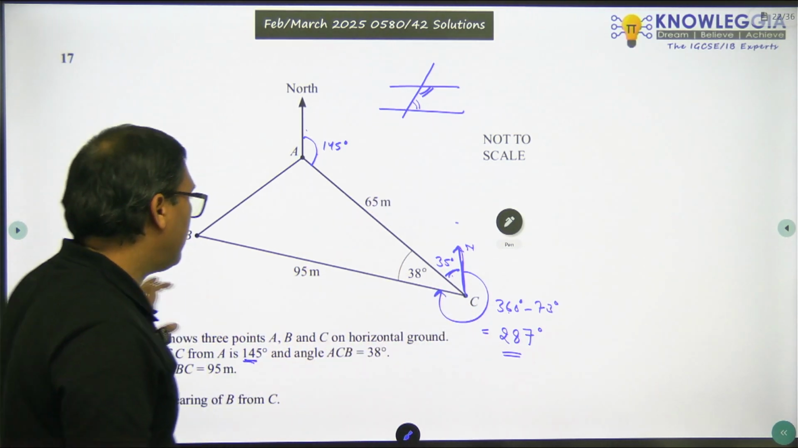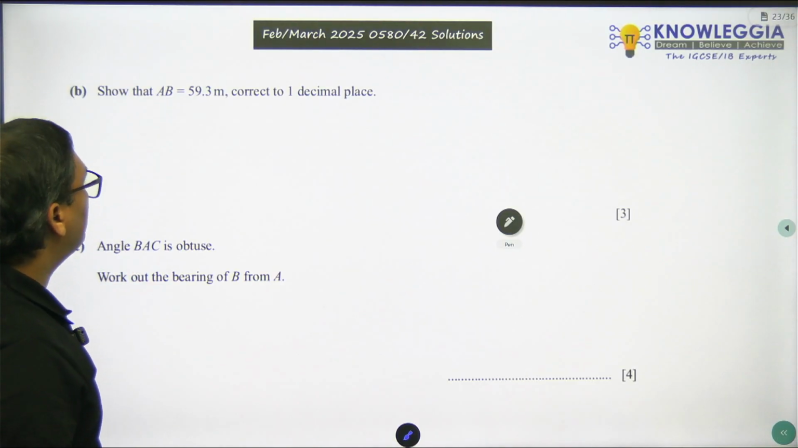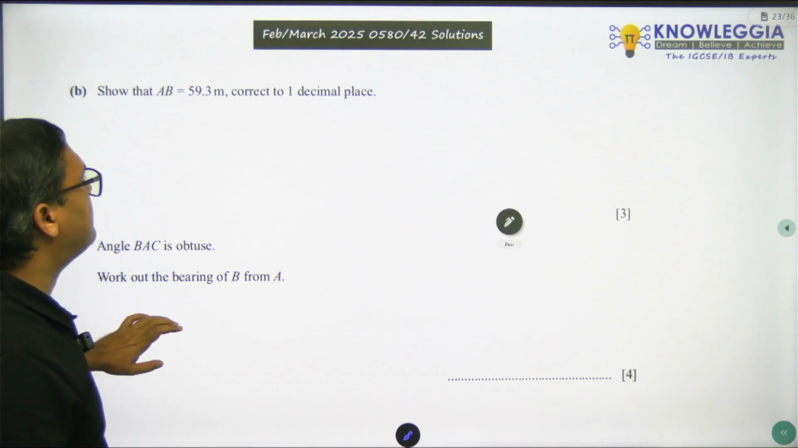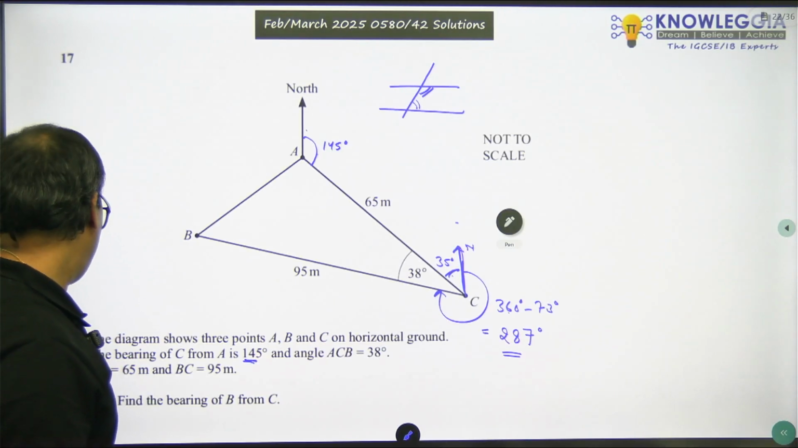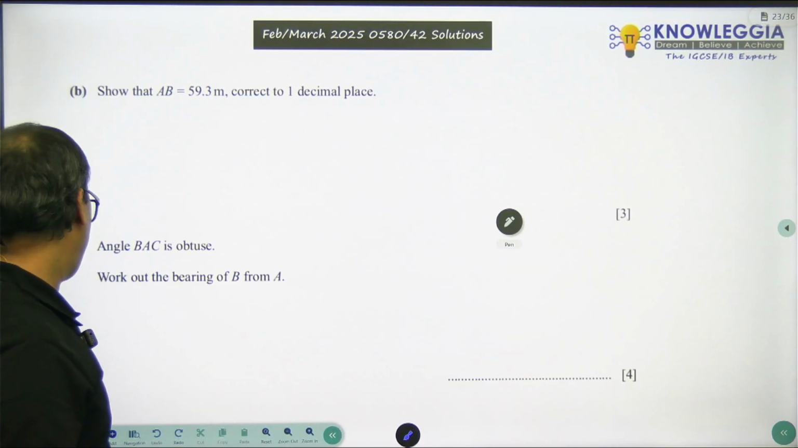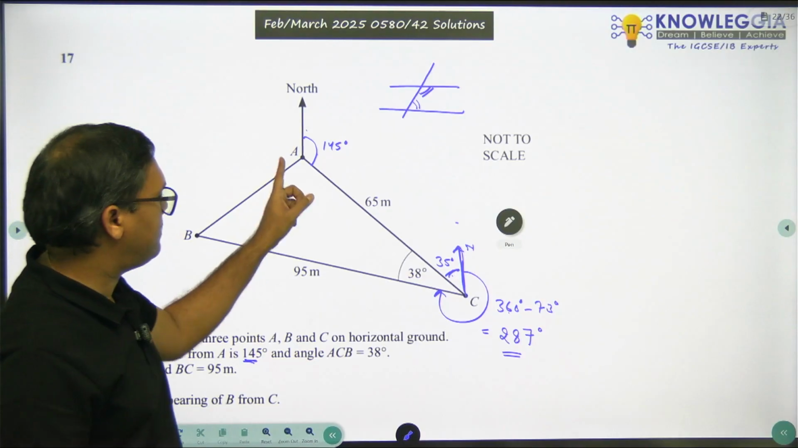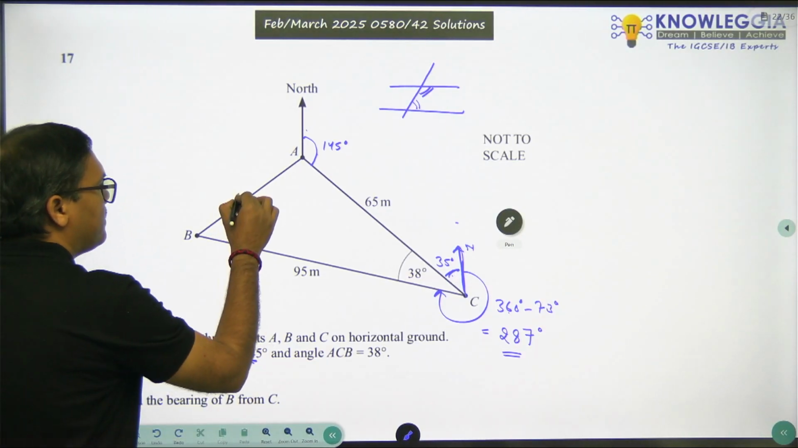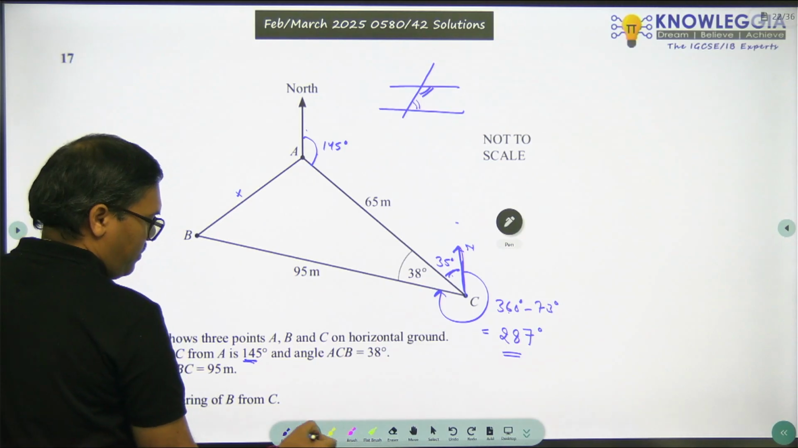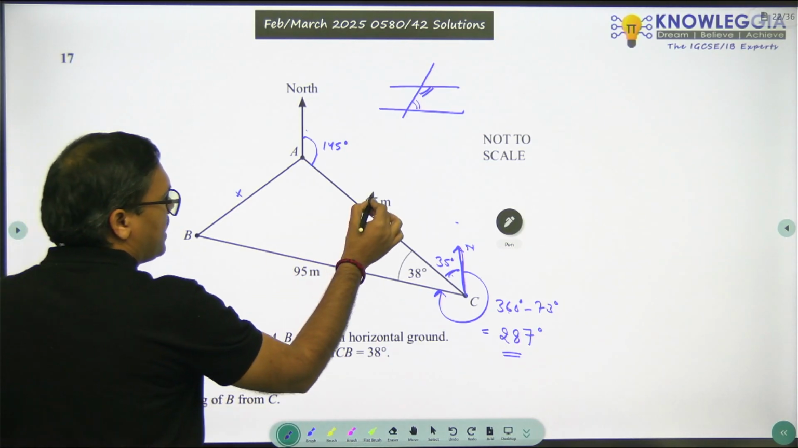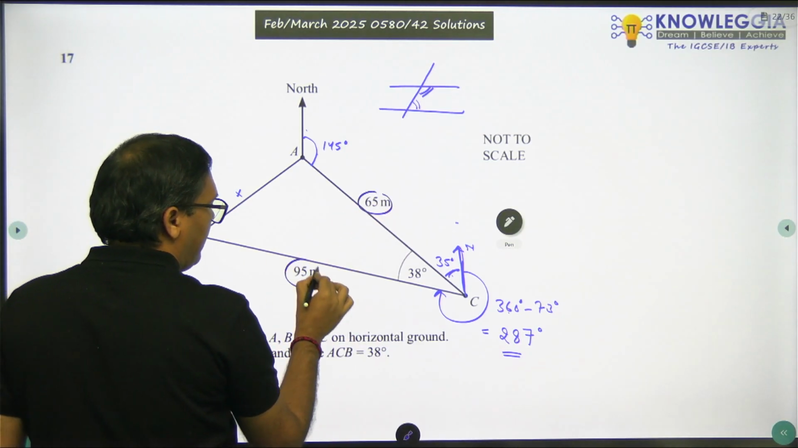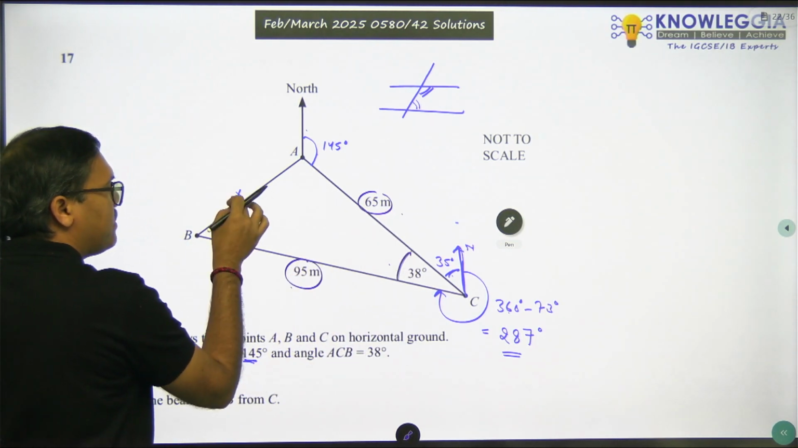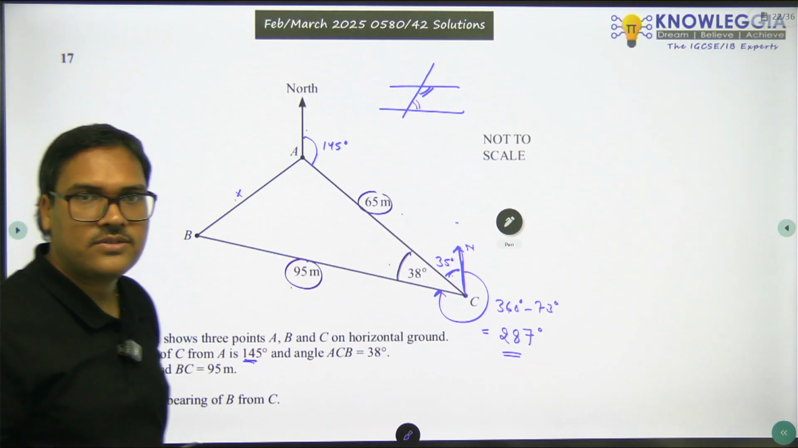Okay. Now the next part of this. Show that AB is equal to 59.3, correct to 1 decimal place. You have to find AB. So what is AB? This is the length AB. Okay. So if you have to find AB, you can easily see, always remember, two sides and the angle between them are given. You can see two sides are given, the angle between them, and you have to find the third side. The best way to find this is the cosine rule.